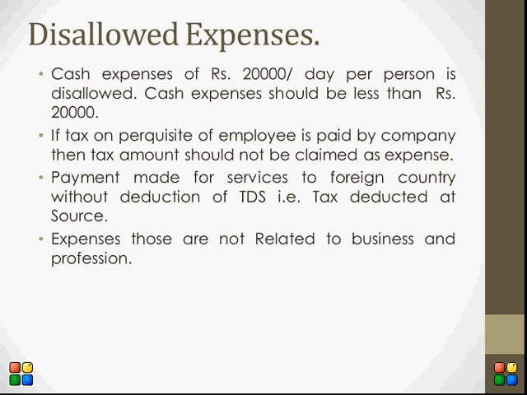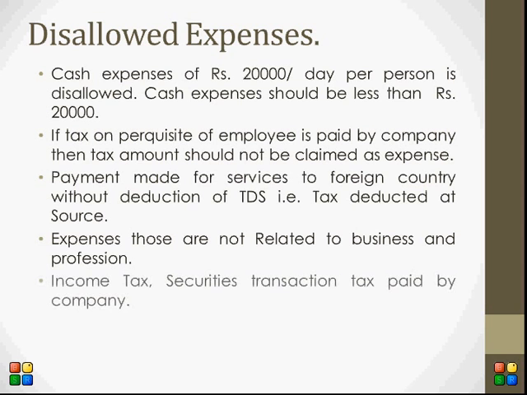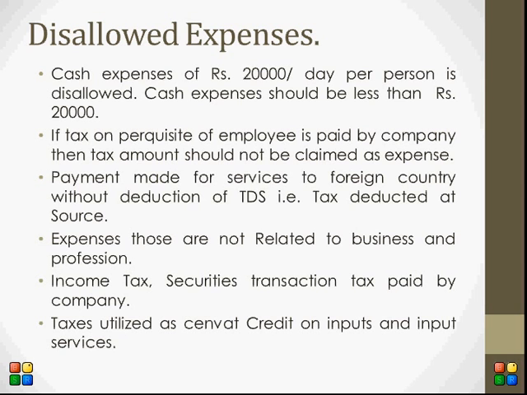Expenses that are not related to the business and profession. So it is the opposite of the previous allowed expenses. First point, expenses that are not related to the business, you cannot claim as expenses. Those are disallowed expenses. Income tax and securities transaction tax paid by the company are also disallowed expenses.